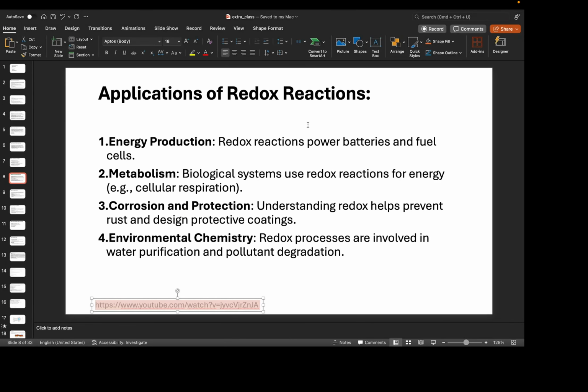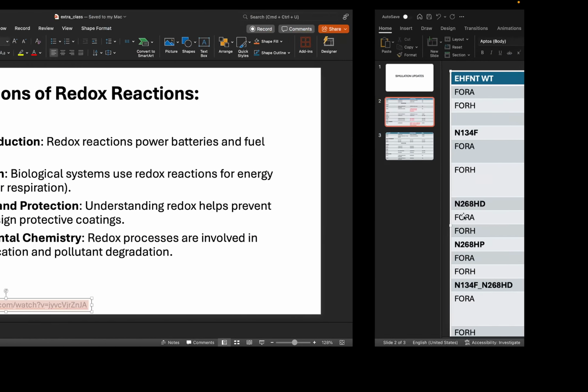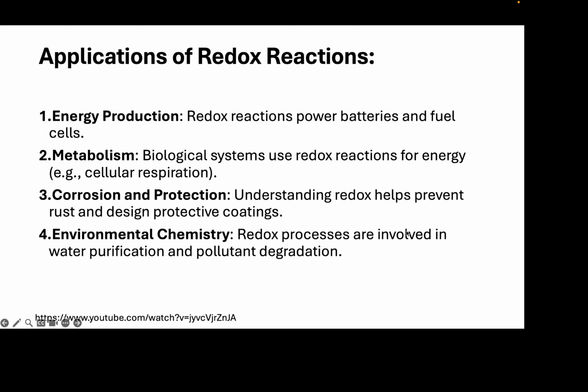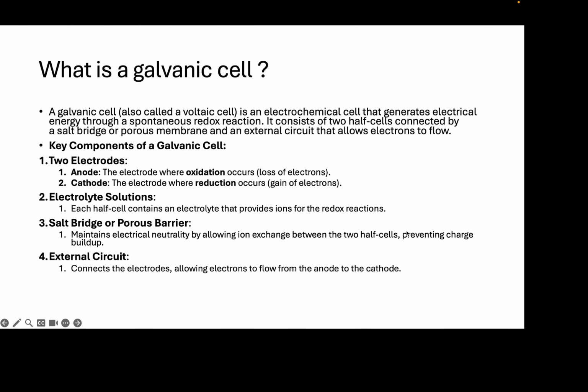So that was the basics of redox reaction. Now coming to galvanic cell, if you remember, we covered a wide portion of galvanic cell in the lectures itself. So what is a galvanic cell? A galvanic cell, also called a voltaic cell, is an electrochemical cell that generates electrical energy through a spontaneous redox reaction.